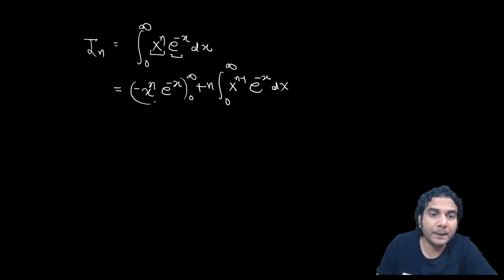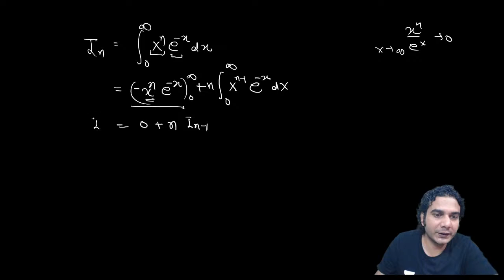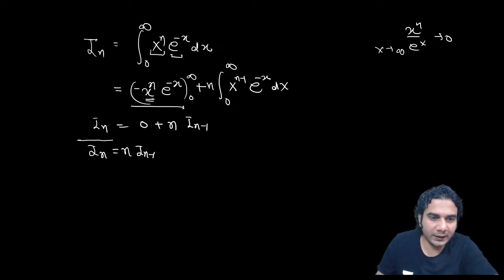All right. So this limit is going to be 0 because x raised to n upon e raised to x, as x approaches infinity, approaches 0, right? And if you put 0, then this term will become 0, 0 into 1 is 0. So this is 0 only, and this is In minus 1. So it's a very simple one, right? So In is equal to n times In minus 1. We have got the reduction formula, and then you can write the answer.